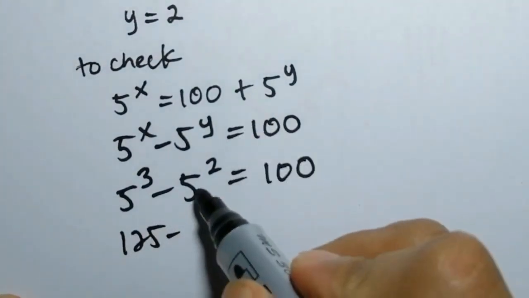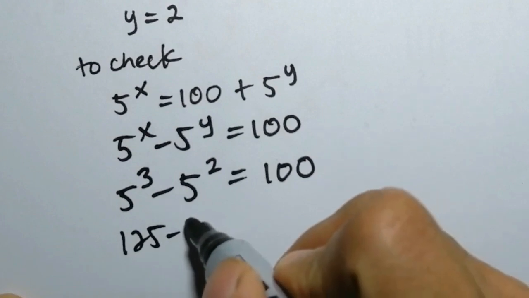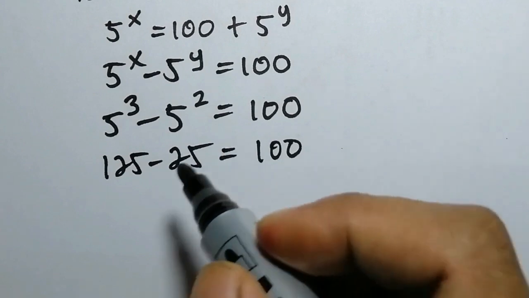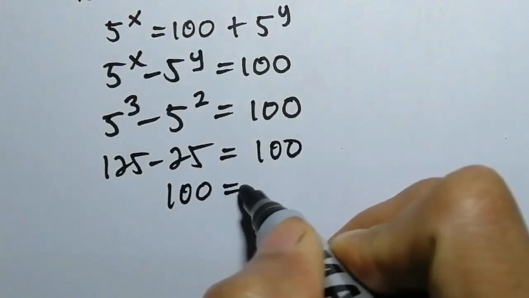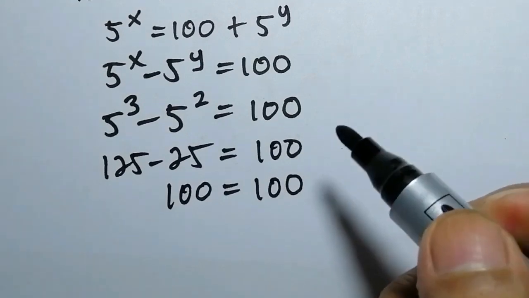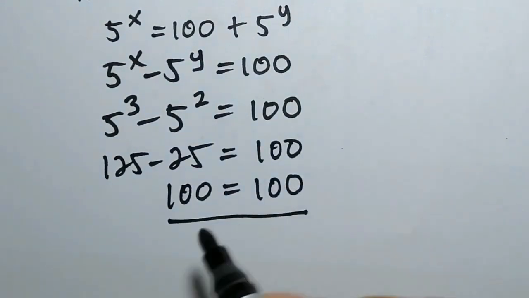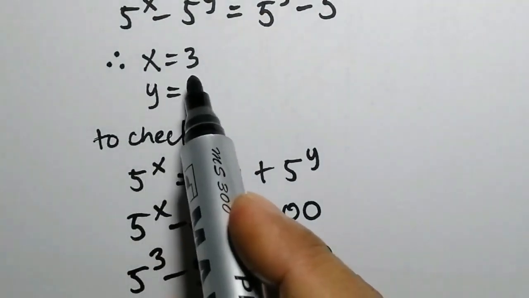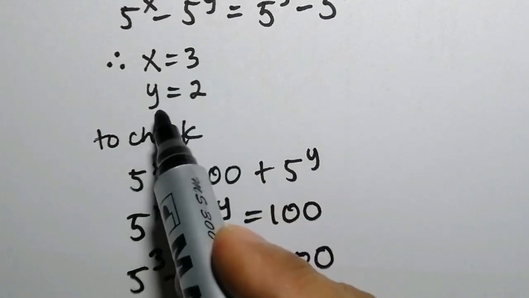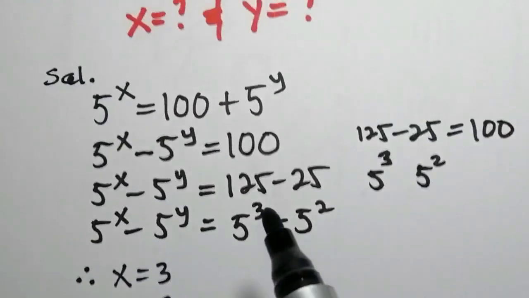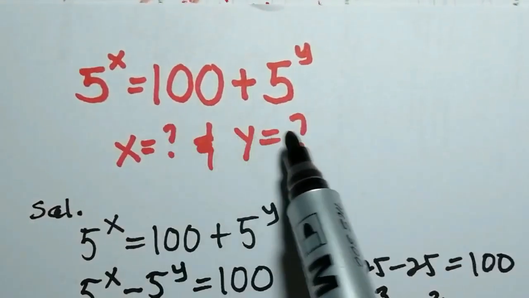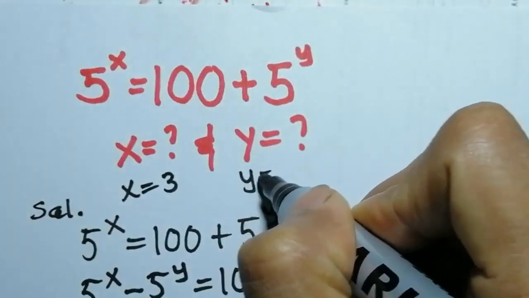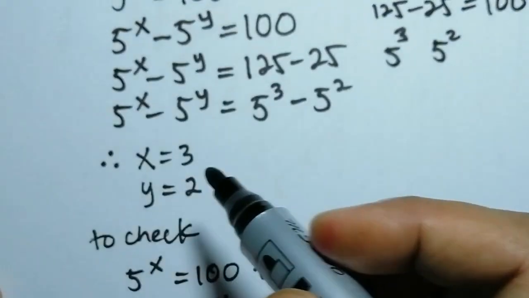125 minus 5 times 5, which is 25, is equal to 100. Then 125 minus 25 is 100, which is equal to 100. As you see, it's very easy. They are equal, meaning that the values x is equal to 3 and y is equal to 2 satisfy the given equation. These are the answer: x is 3 and y is 2.